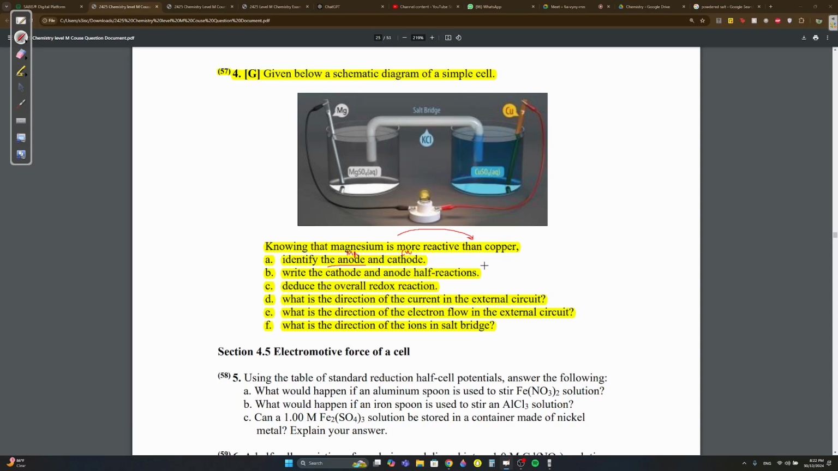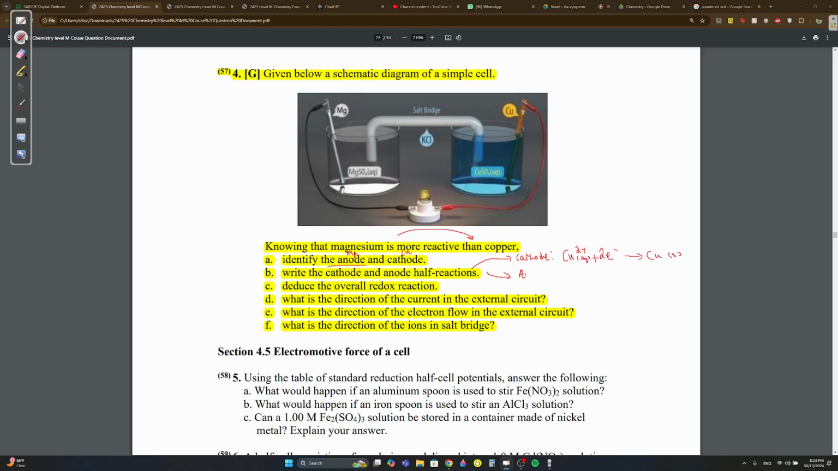Write the cathode and anode half reactions. At the cathode, cathode is always reduction. So that means you're gaining electrons. What is our cathode? Cu. Since you're gaining electrons, it will initially have a charge. It's going to gain electrons and it's not going to have a charge anymore. Aqueous.